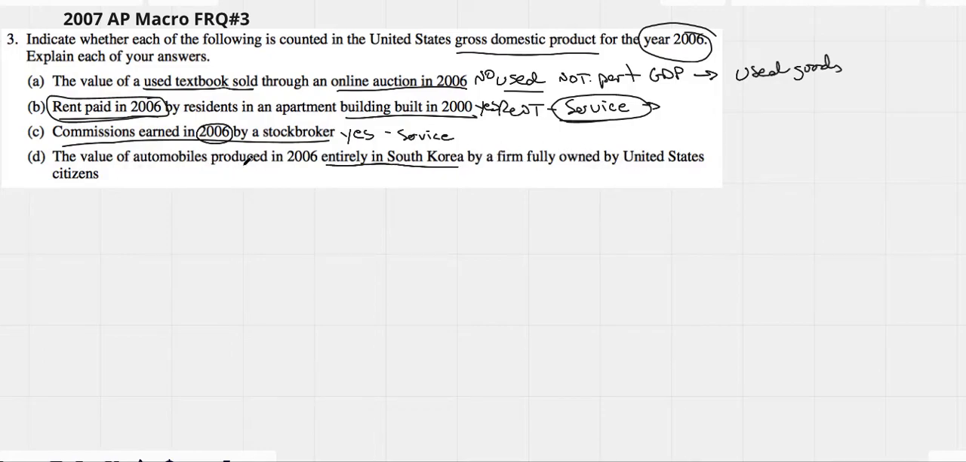The value of automobiles produced in 2006 entirely in South Korea by a firm fully owned by United States citizens. Remember, GDP is all final goods and services produced in the country within a year. It has to be produced in our country. If it's produced outside of the country, it's not counted.